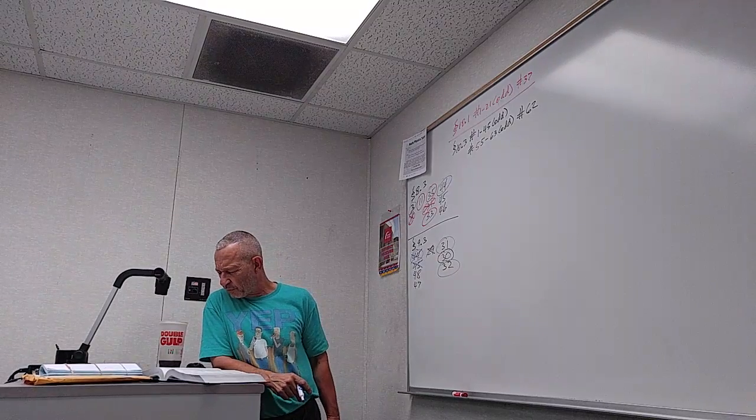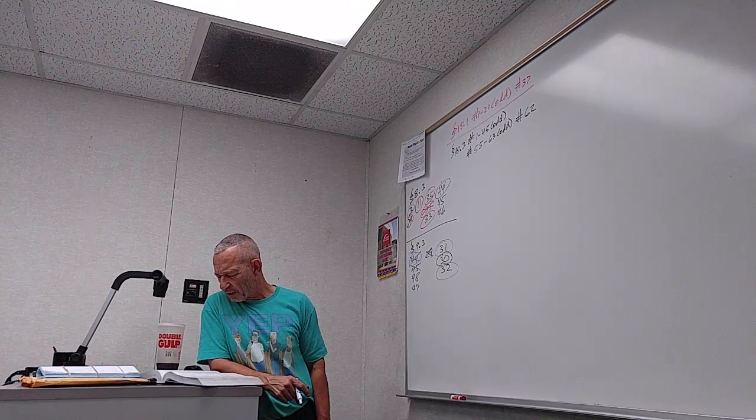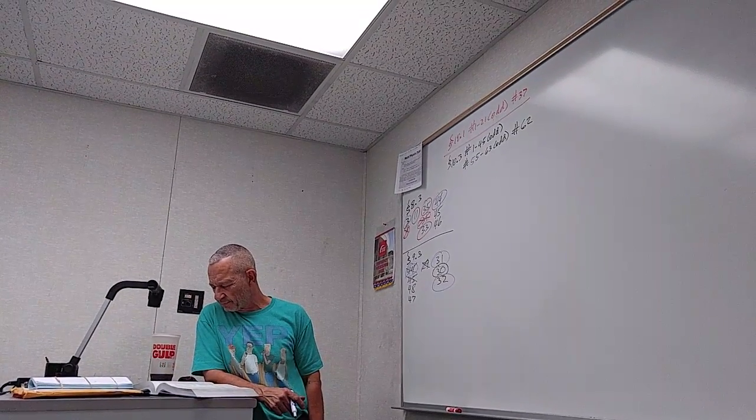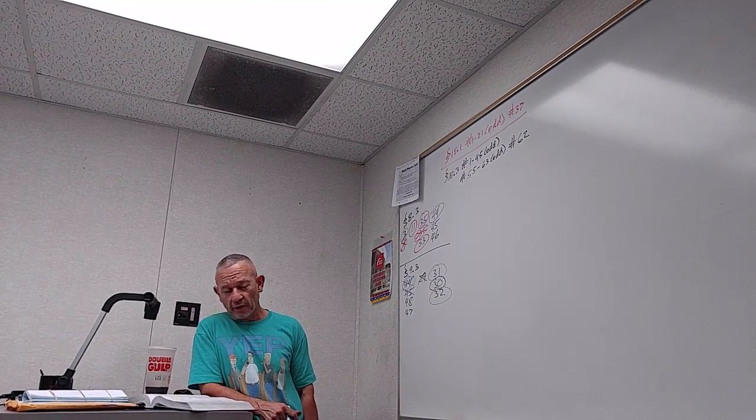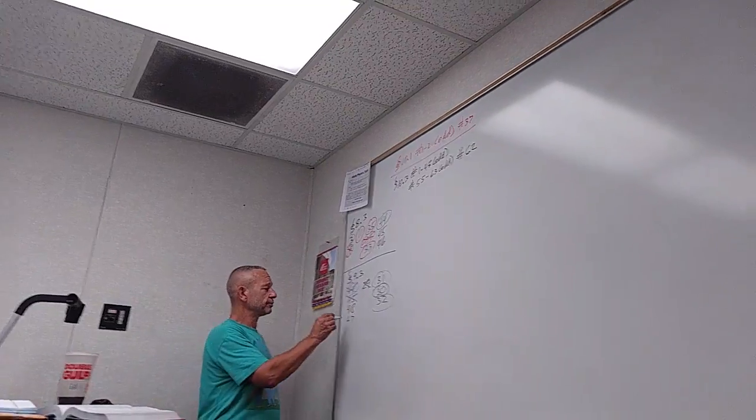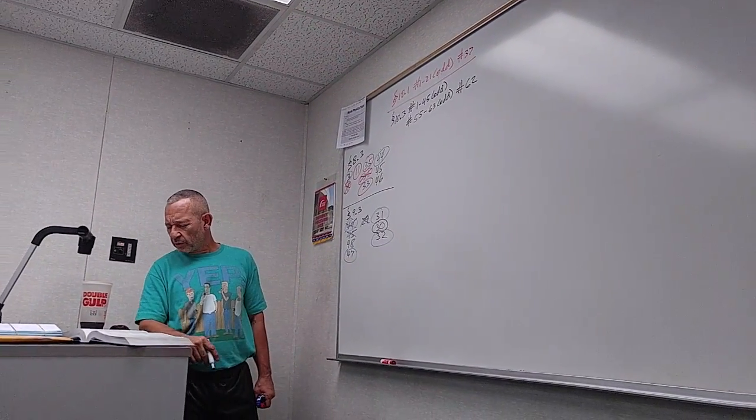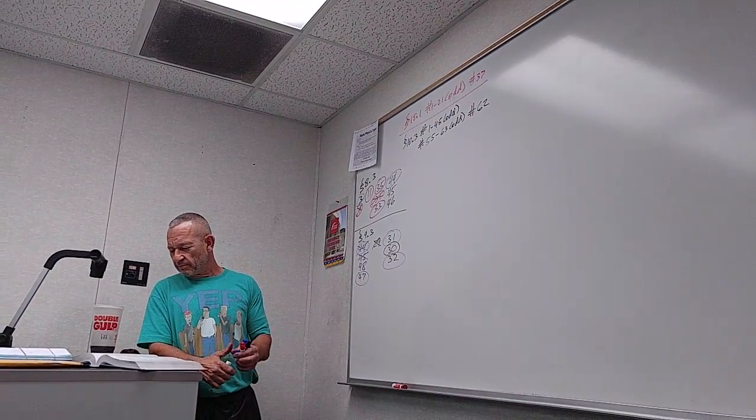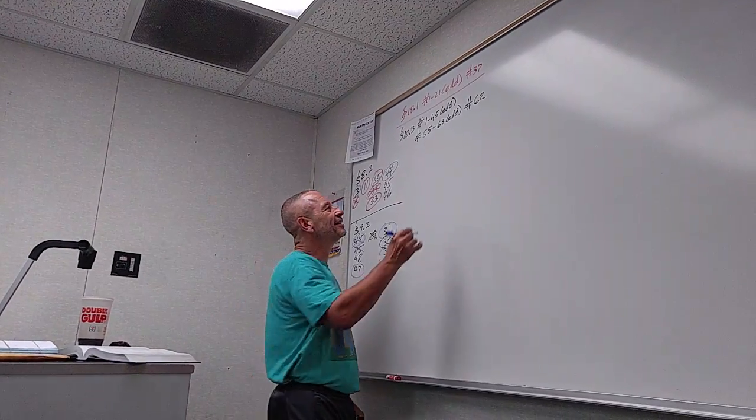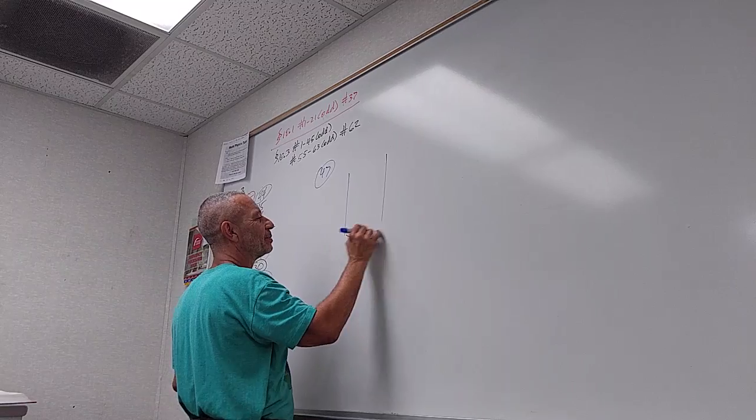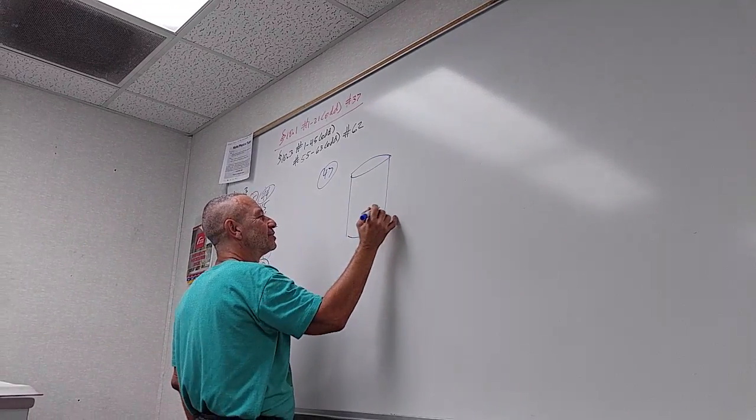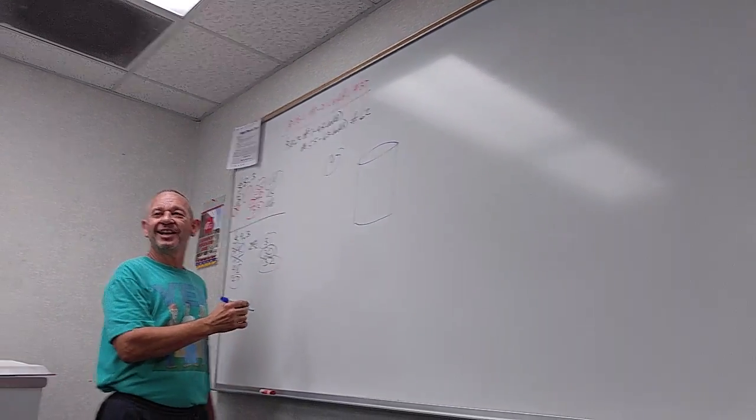46 was probably not assigned, but I think I did it anyway, didn't I? Yeah. 47 would have been assigned. Let's do that one. So 47, beer. You definitely assigned that one. I would imagine. So we got a tank of 500 gallons of beer.